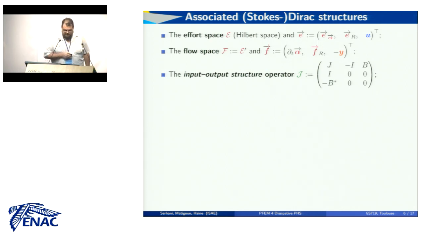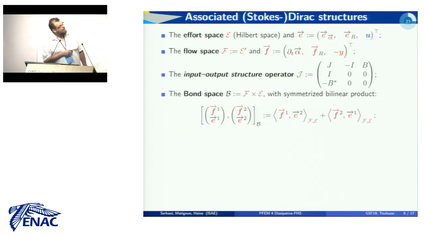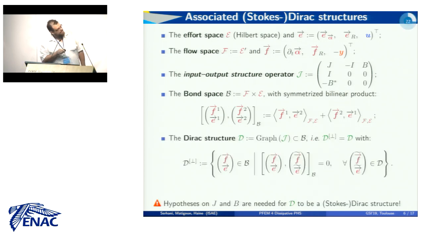You define this input-output structure operator. Input-output, because it contains the input control, the input operator and the output operator. You define the bond space, which comes from the space of flow and the space of effort, using this bilinear product. You define now a maximal isotropic subspace coming from the graph of the structure operator.